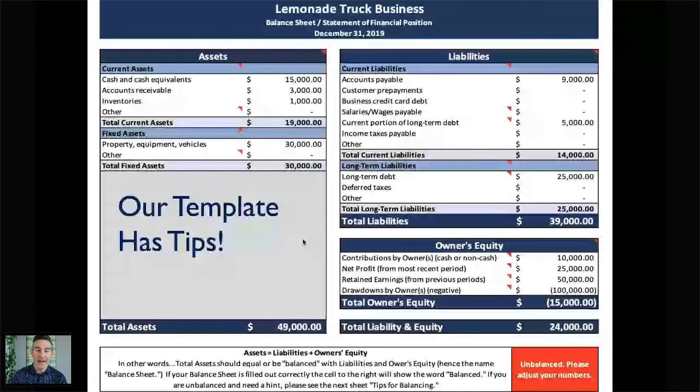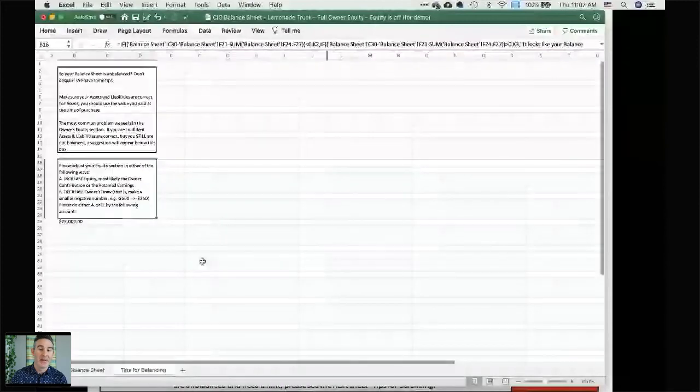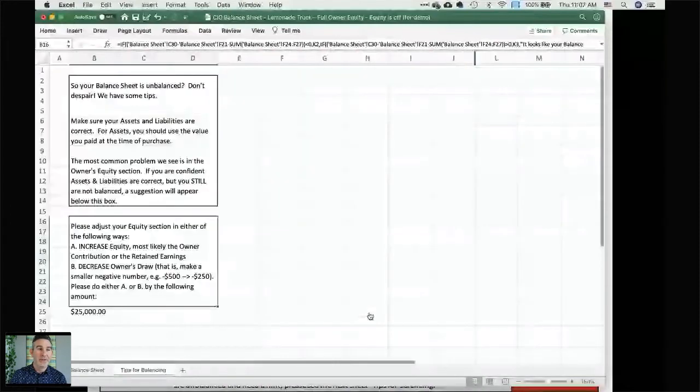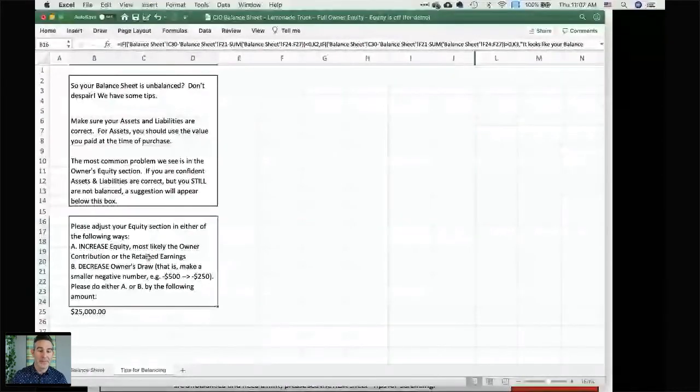But if you look down here, we let you know. So let's go back to our original numbers. We're out of balance, and we've created this tab at the bottom called Tips for Balancing. Here we've got some general tips. I'll zoom in a little bit for you. But if you're out of balance, this section will pop up and tell you exactly what needs to happen.